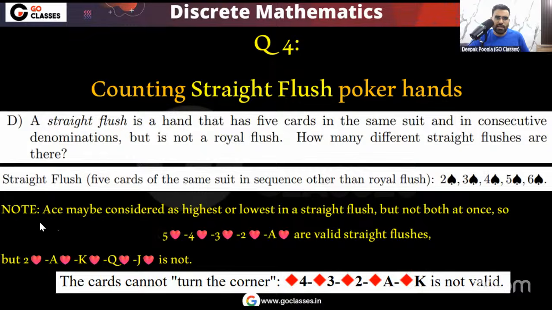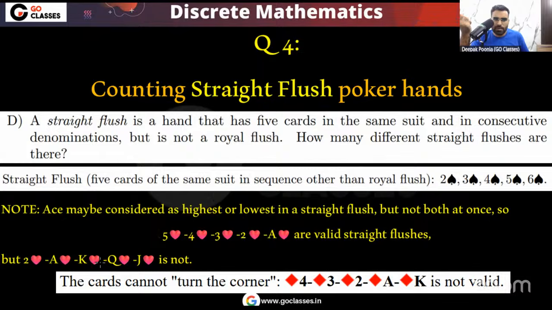You can see what this question is saying. The question is saying that ace may be considered as the highest or lowest in the straight flush, but not both at once. Means you can consider ace as the highest or as the lowest. For example, look at this example. In this example, this ace card has been considered as the lowest rank. You can see we have five cards all in the same suit, and the consecutive denomination. You can see ace, 2, 3, 4, 5. So here ace has been considered as the lowest rank.